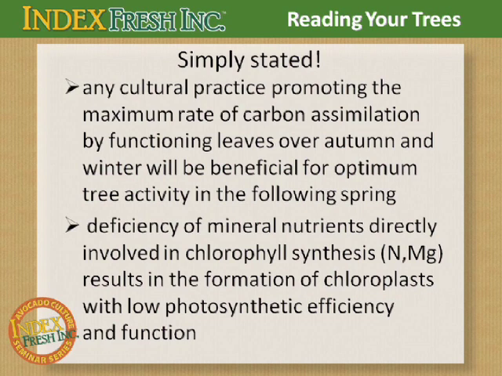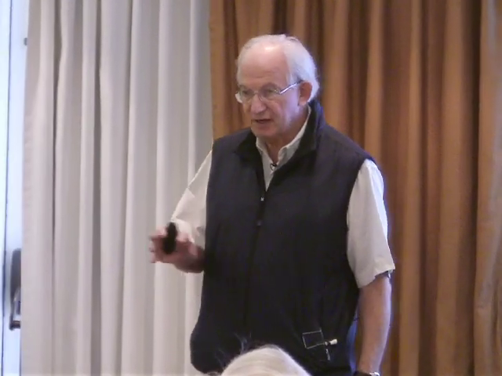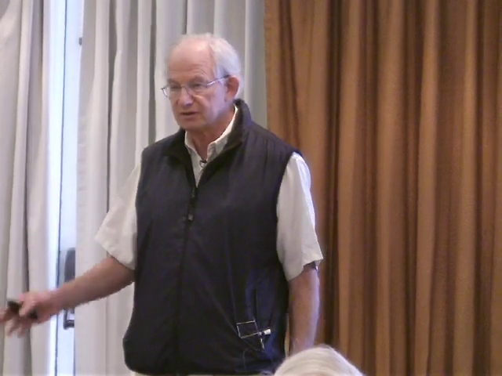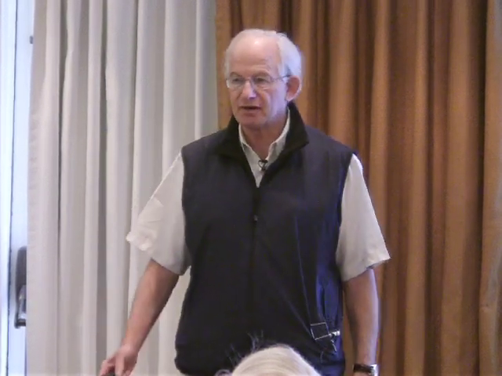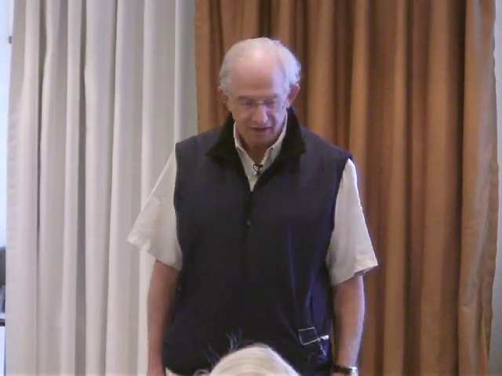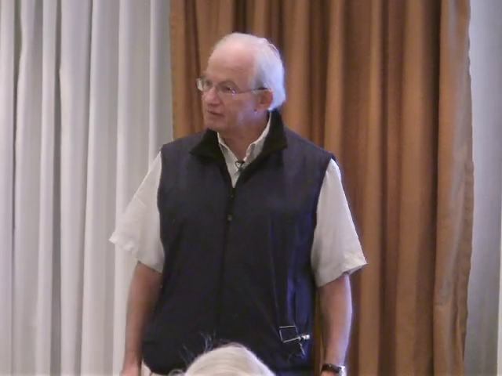So, if we have healthy leaves that are well supplied with nitrogen and magnesium, they will do better. If we have a deficiency and our leaves are yellower, then we get the formation of chloroplasts with low photosynthetic efficiency and function. So it's all about your leaves. Healthy leaves produce healthy trees. Yellow leaves don't produce healthy trees, because they are under stress. They put the tree under unnecessary stress, because the tree could do so much better if the leaves were green.